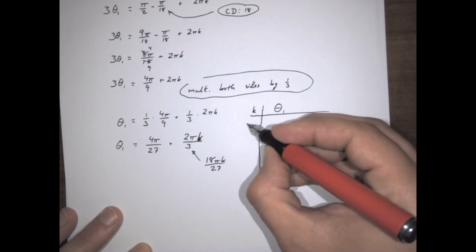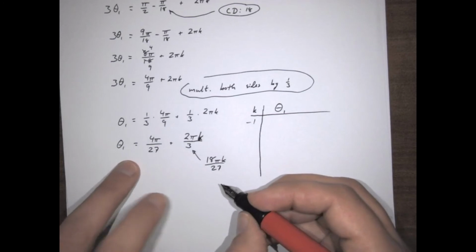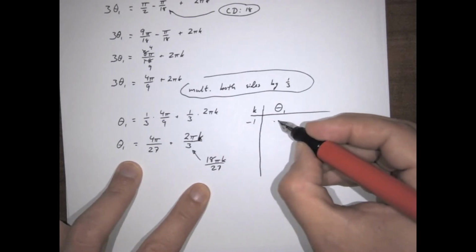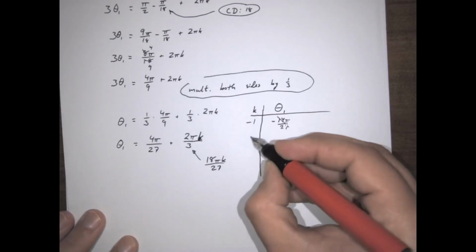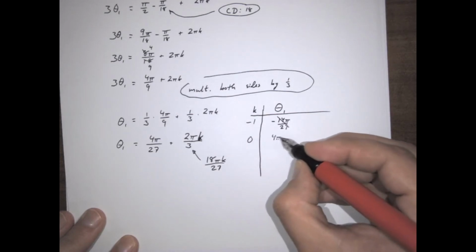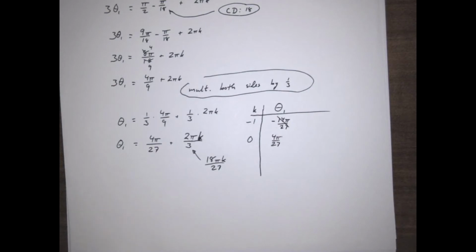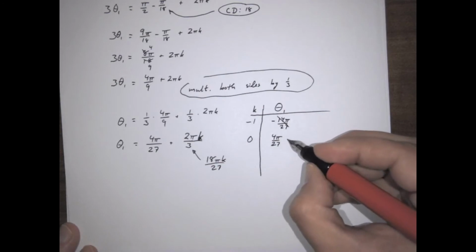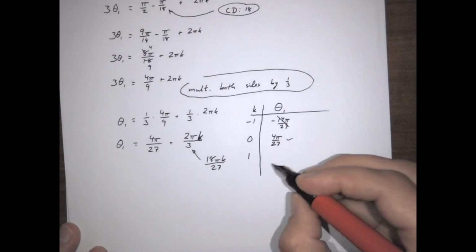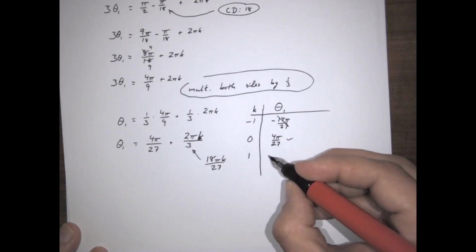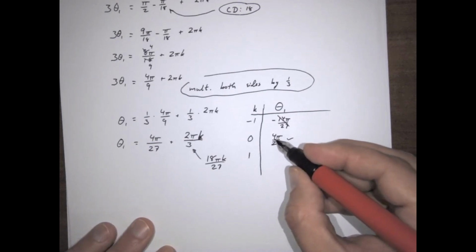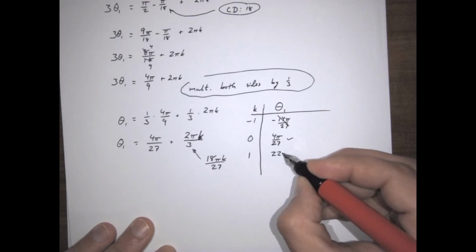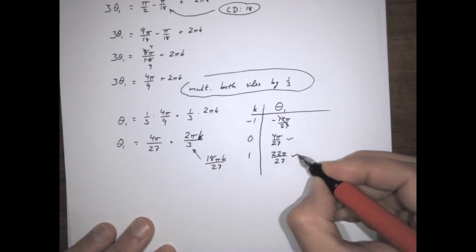So let's try negative 1 to begin with. So that's 4 minus 18 is negative 14 pi over 27. Nope. Let's try 0. 4 pi over 27. That's positive, that's good. And the numerator is not double the denominator, so this is within 0 to 2 pi, so that one's good. So for k equals 1, we're just going to be taking the previous result and adding 18 to the numerator each time until we bust. So 22 pi over 27, yep.